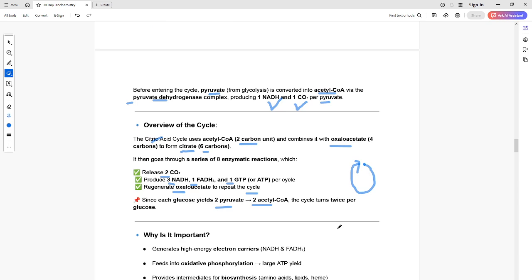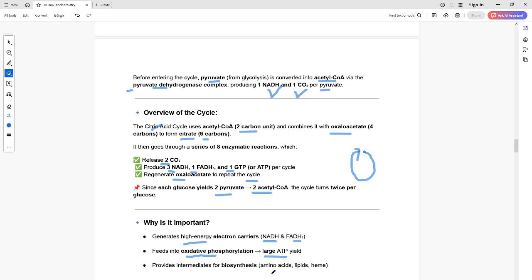Why is this Krebs cycle important? Number one, it generates high energy electron carriers, NADH and FADH2, which will go to the electron transport chain and oxidative phosphorylation. Here in the electron transport chain, these electron carriers are used, producing a large amount of ATP.